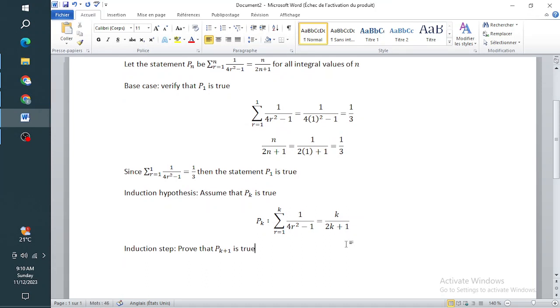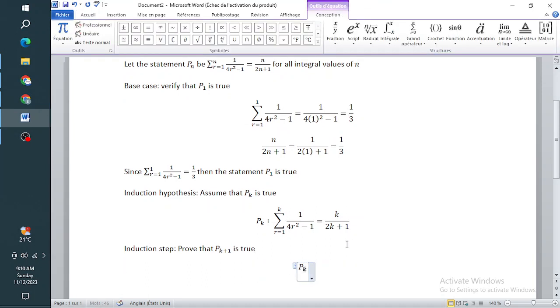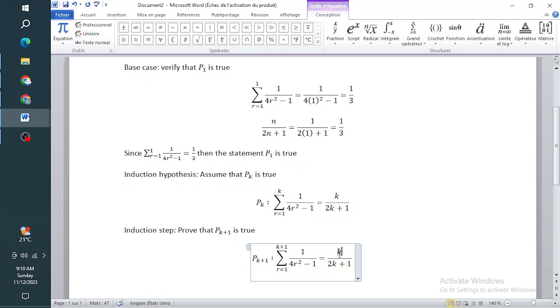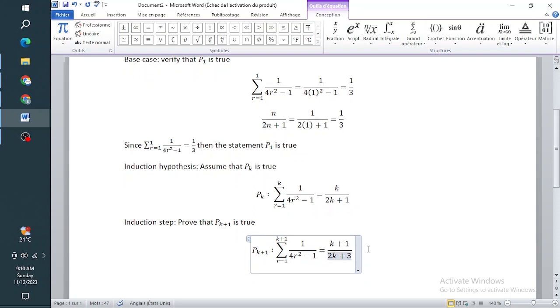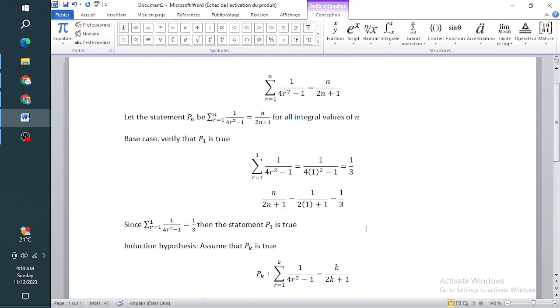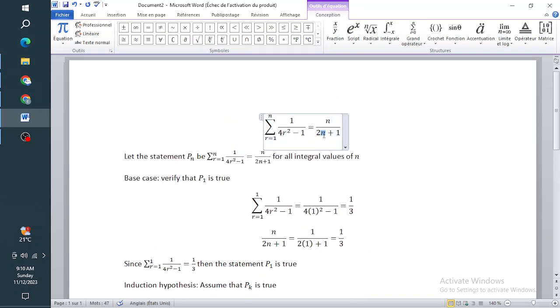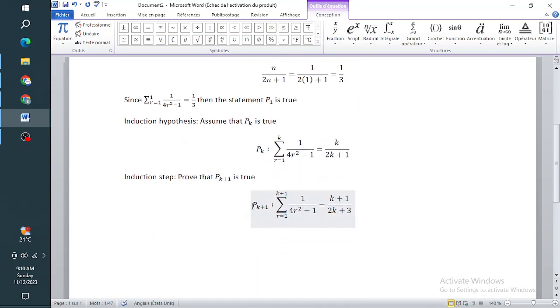Now let us write down what we need to prove. P of k plus 1 is simply the statement: the sum from r equals 1 to k plus 1 is equal to, I just need to replace k with k plus 1. If I simplify, I get 2k plus 2, then plus 1, so you have 2k plus 3. This is just simplification, so you can do it on your own: you replace n with k plus 1 and then simplify. So this is what we need to prove.